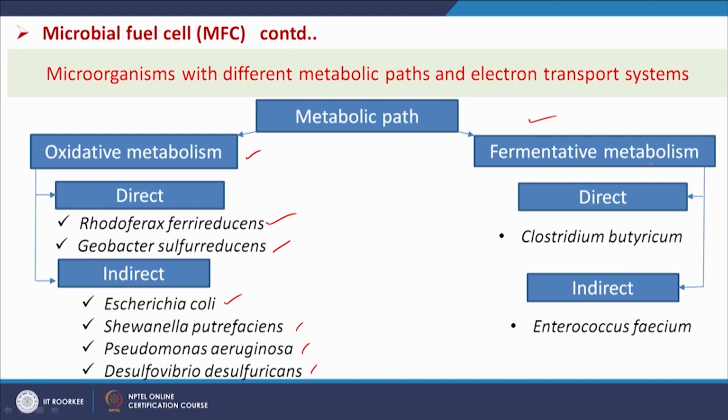Again, for fermentative metabolism also, in case of anaerobic condition, microbes can be used, and direct mechanism or indirect mechanism of electron transfer can be possible. So, these are the different types of microorganisms and different paths which are followed for the generation of electron as well as their transfer.